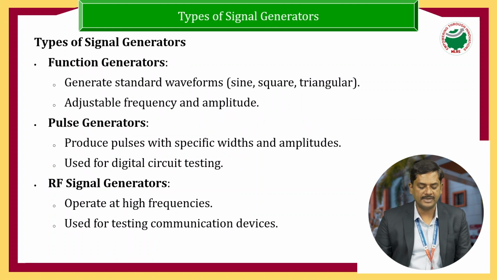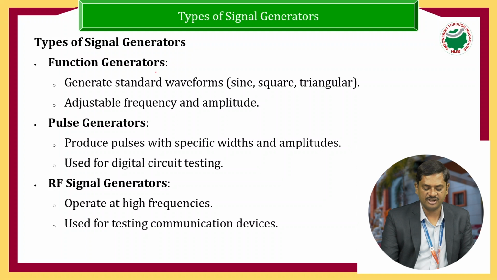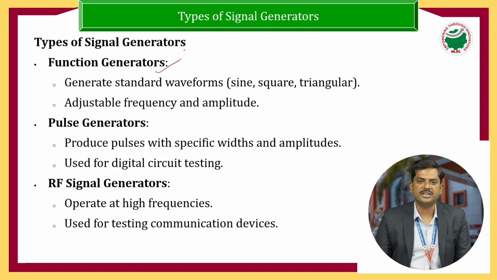So, types of signal generators. Depending on the frequency range, they are classified as audio frequency (AF) signal generators and RF and HF signal generators. Apart from that, we also have the function generators, where a particular function is selected and it will be displayed on the CRO.